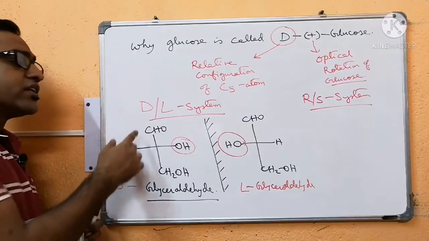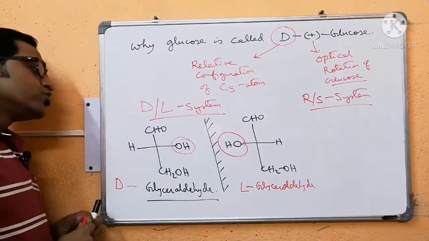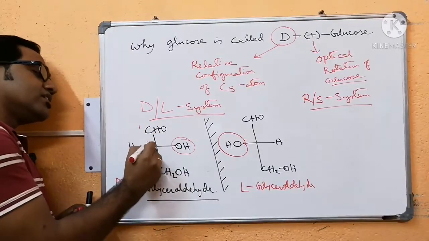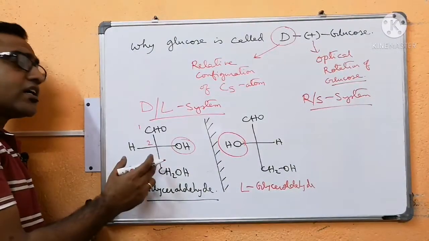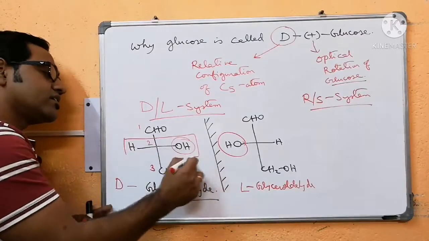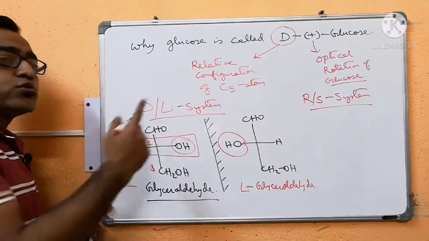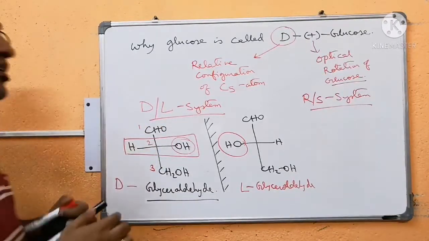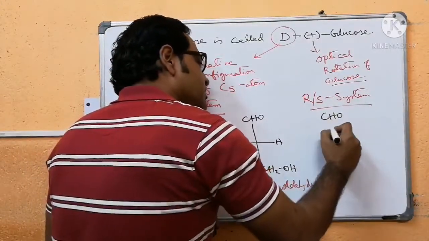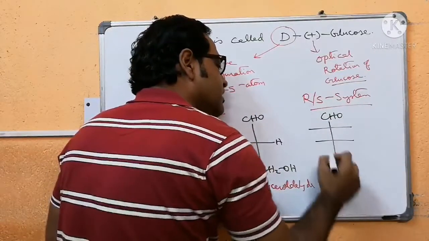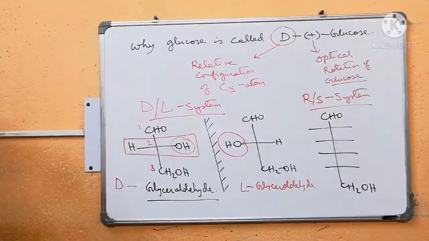Before that, we should number the carbon atoms. We all know the aldehyde group should get priority, so the aldehyde carbon is the first carbon, this is the second carbon, and this is the third carbon. It is the second last carbon whose configuration is being taken. So in glucose also we have to check the configuration of the second last carbon atom. CHO, 2, 3, 4, 5, 6. You should remember it like this.